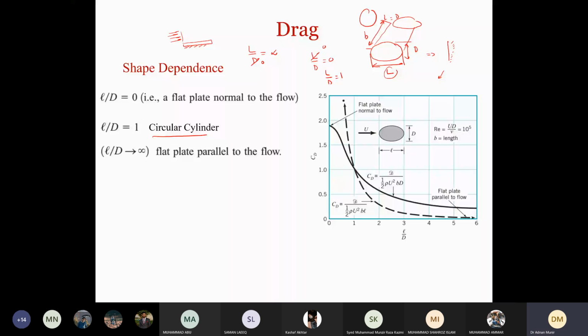Okay, so now you can see at this point L by D is 0. So this is the case when the flat plate is normal to the flow. Then at this point L by D is 1. When L by D is 1, this is the case when we have a circular cylinder. This is the value of CD for a circular cylinder. And then when L by D is infinity, this becomes straight, parallel to this x-axis. And at this point, we have a flat plate parallel to the flow where L by D is infinity. So this is the dependence of CD on L by D, the shape dependence.